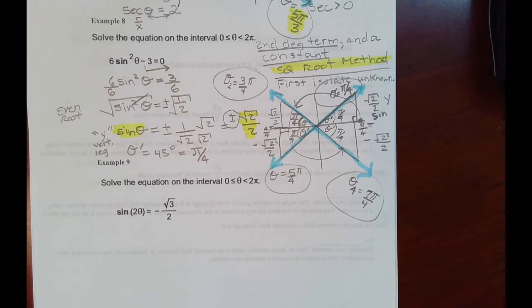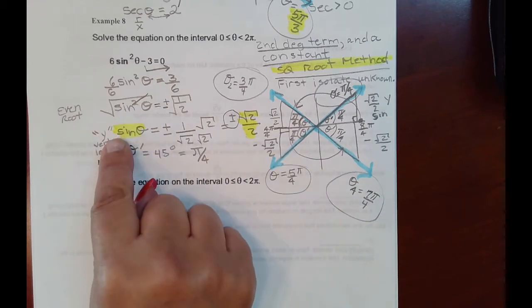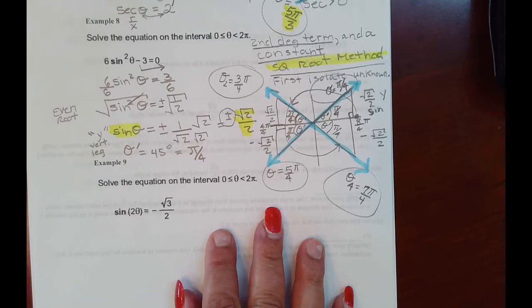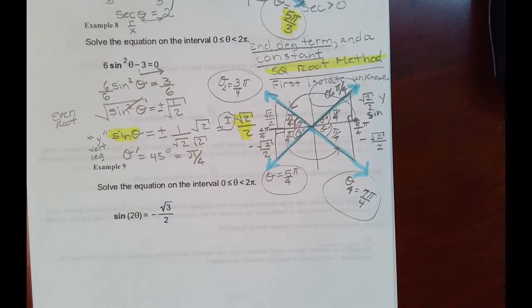But again, if you're not sure about that, you can do what we did in sections 7.1 and 7.2. You could have just gone inverse of square root of 2/2, and you would have seen that your calculator would tell you 45 degrees.